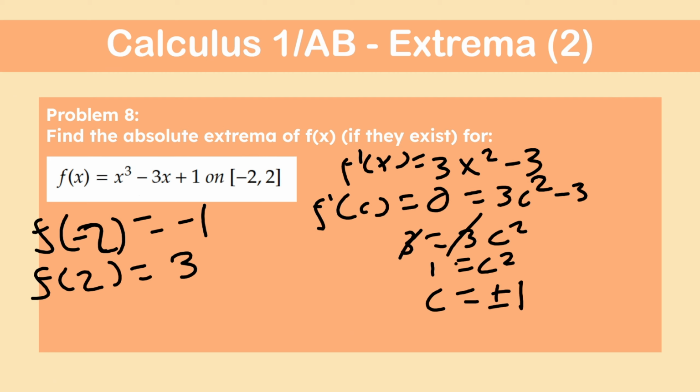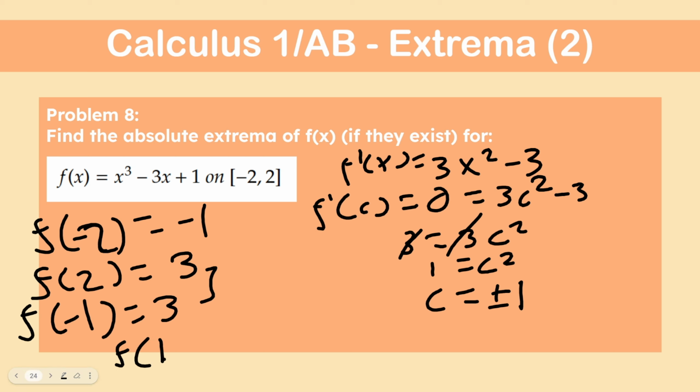Let's plug in negative 1 first. So now we have negative 1 to the power of 3 is negative 1, plus 3, which would be 2, plus 1 will be 3, which is the same value as over here. So now let's find f of 1, which is 1 minus 3 plus 1, which would be negative 1.